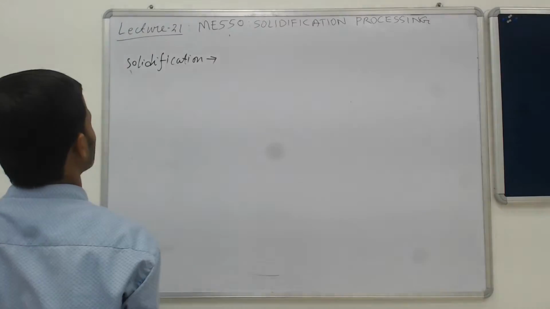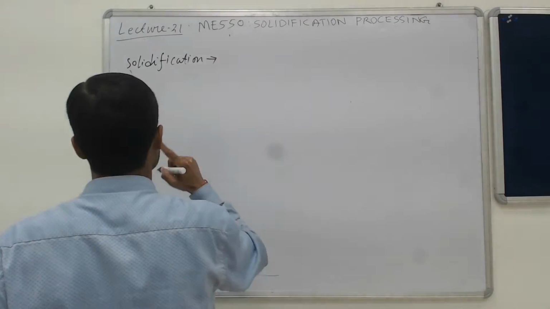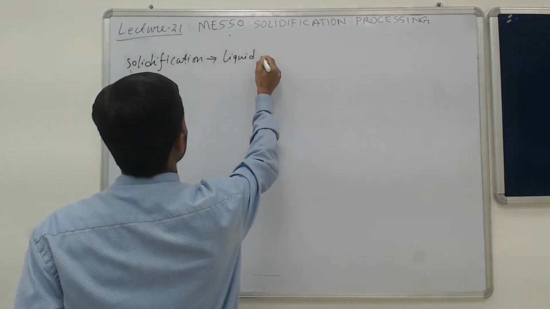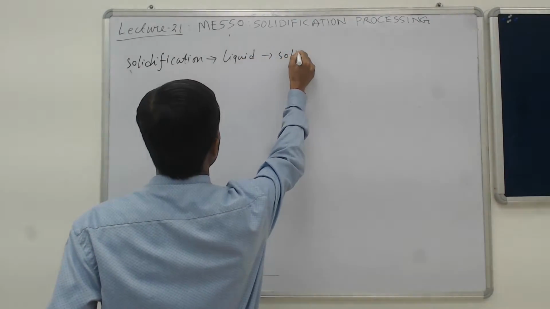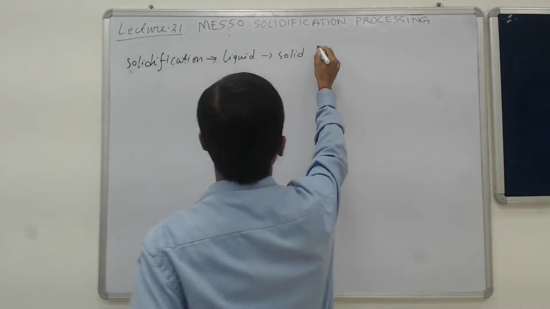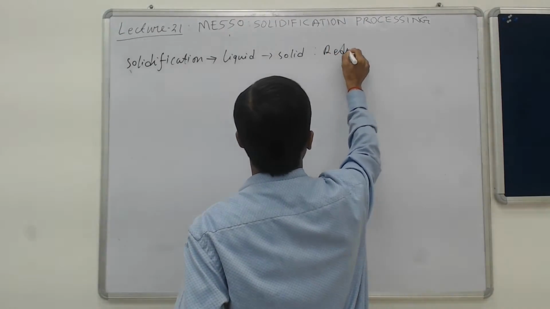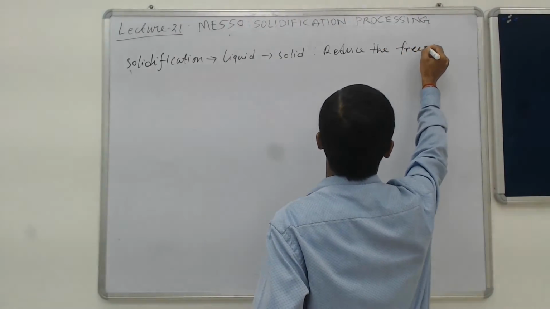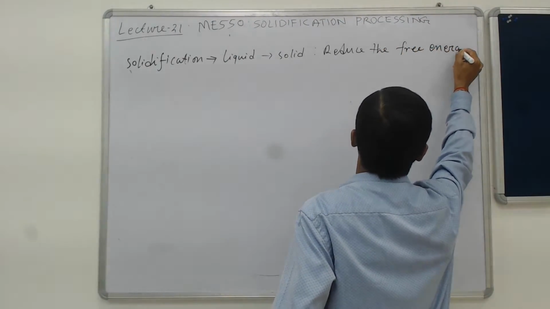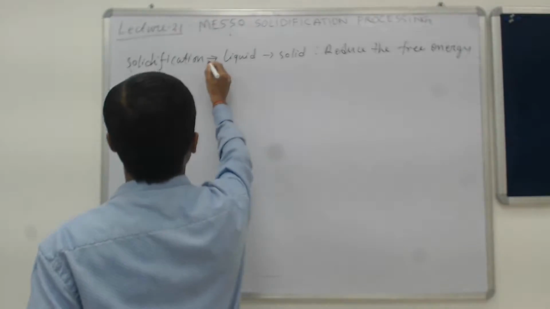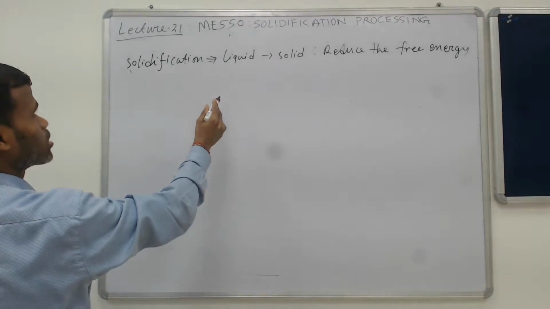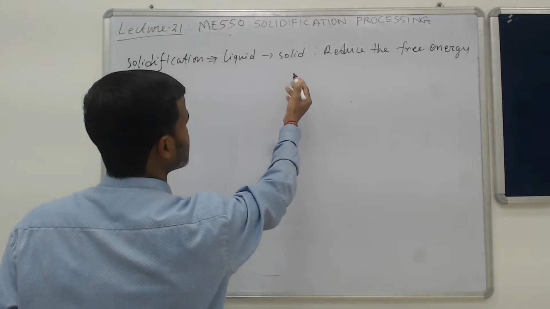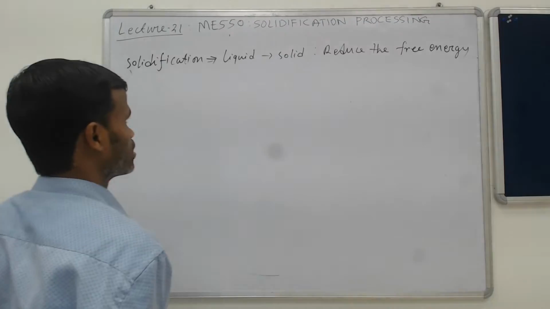So when solidification happens, why essentially does solidification happen? Solidification happens because the liquid moves to solid in order to reduce the free energy. So solidification occurs because the liquid wants to achieve a more stable state, which is solid. Thereby it reduces the free energy.